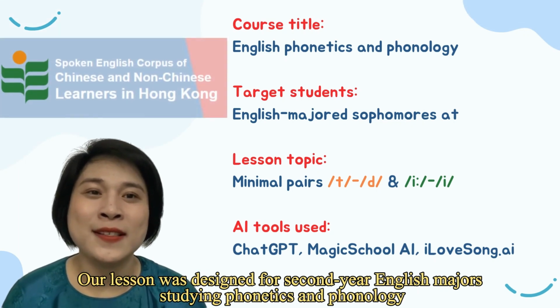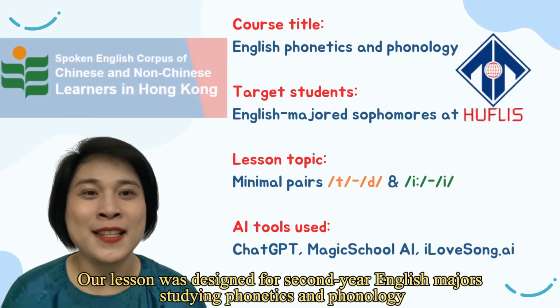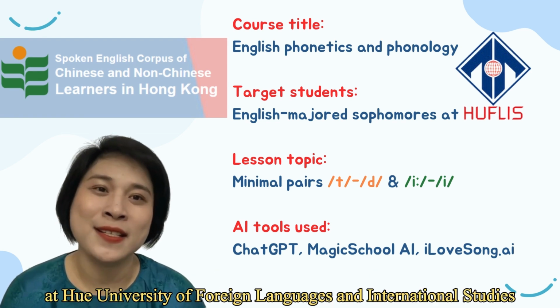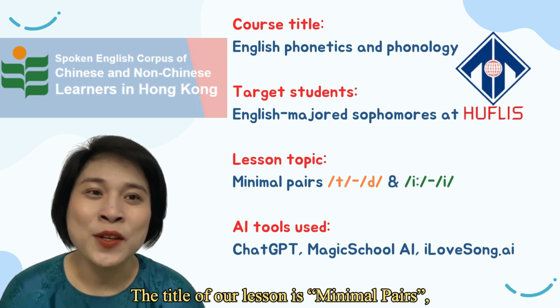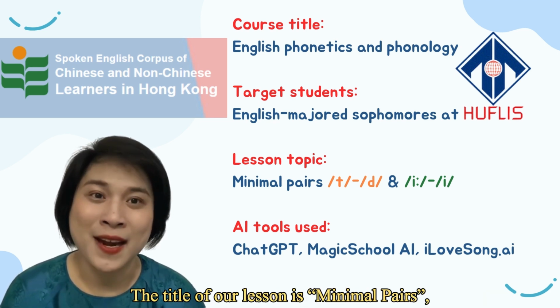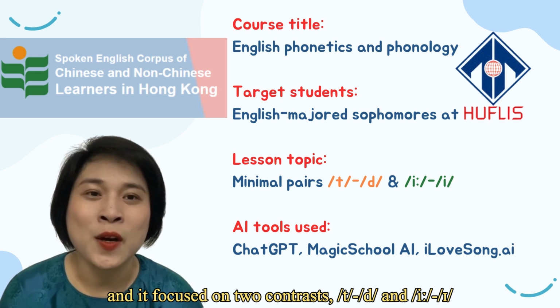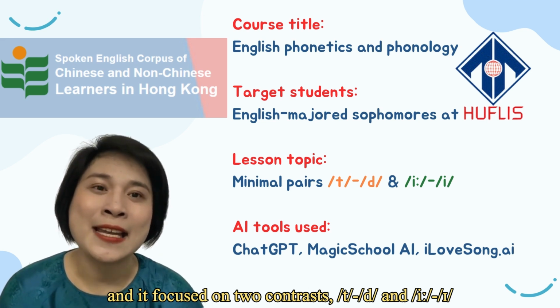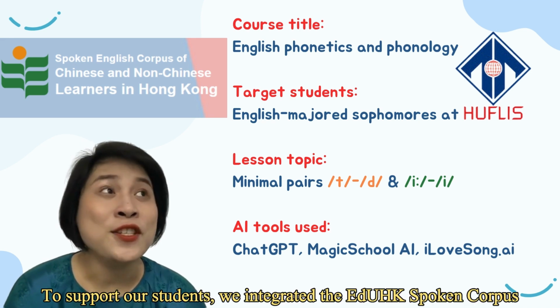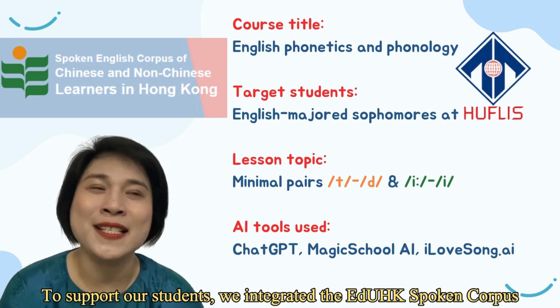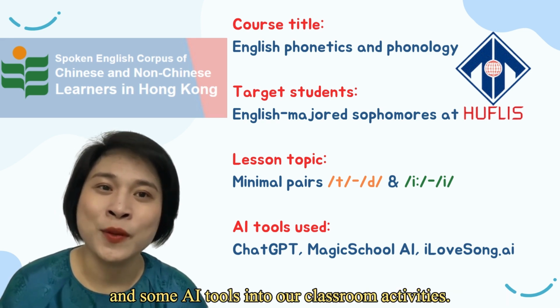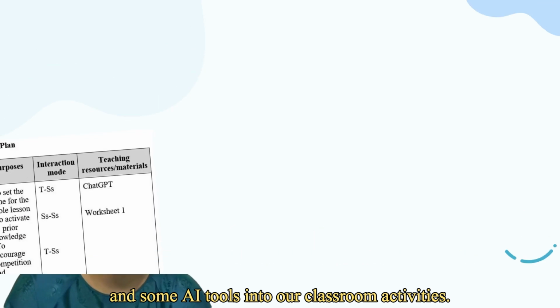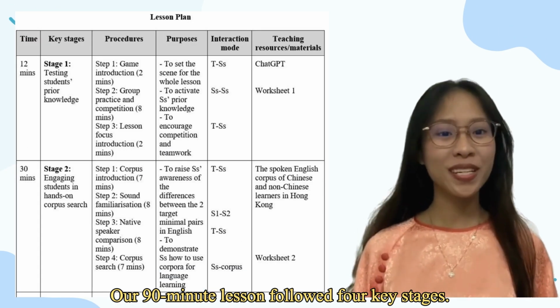2025. Our lesson was designed for second year English major studying phonetics and phonology at Hue University of Foreign Languages and International Studies. The title of our lesson is Minimal Pairs, and it focuses on two contrasts, t, d, and e, e. And to support our students, we integrated the EDUHK spoken corpus and some AI tools into our classroom activities. Our 90-minute lesson followed 4 key stages.